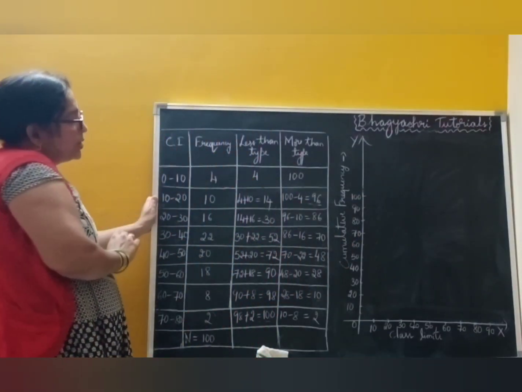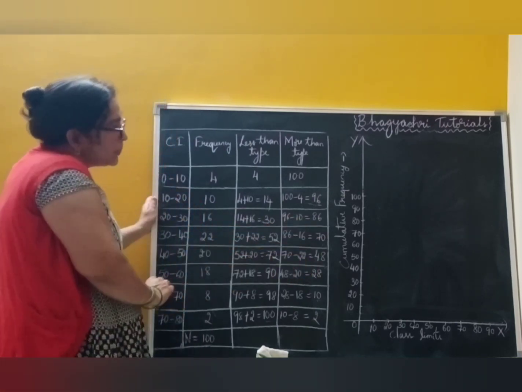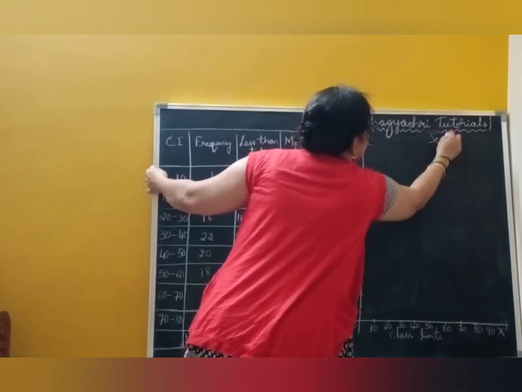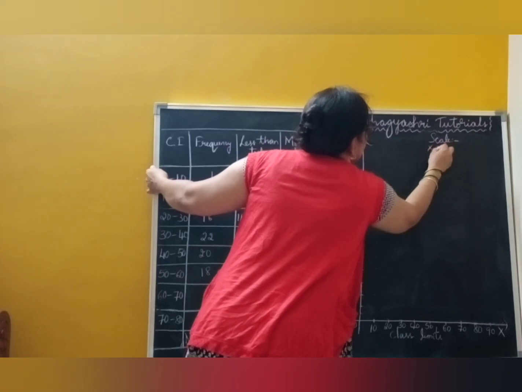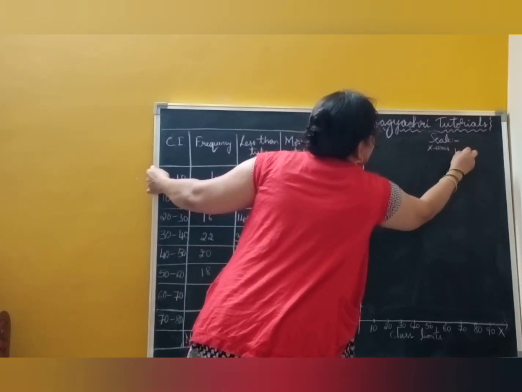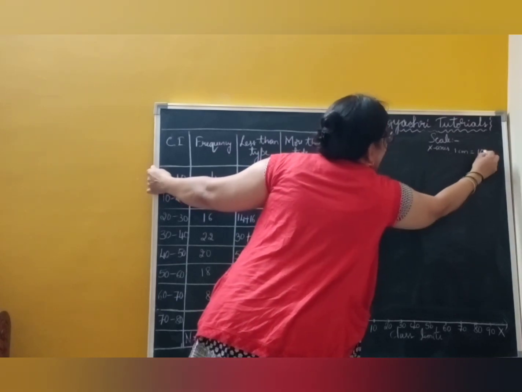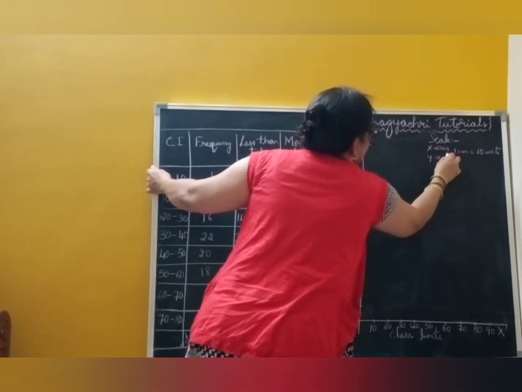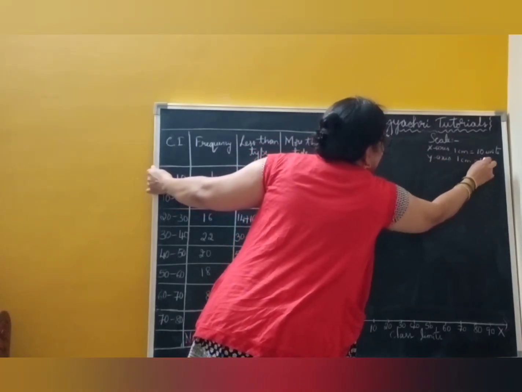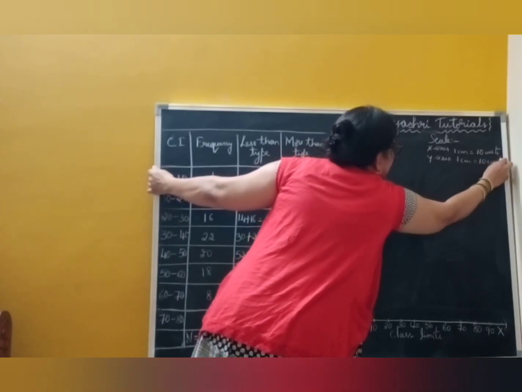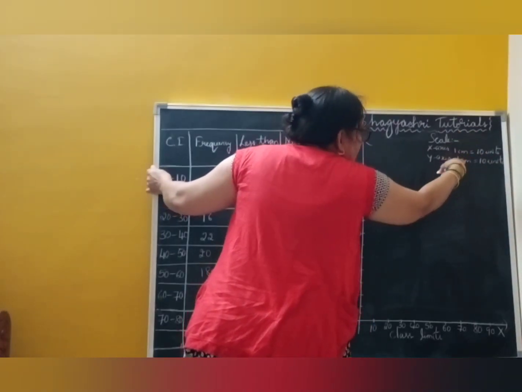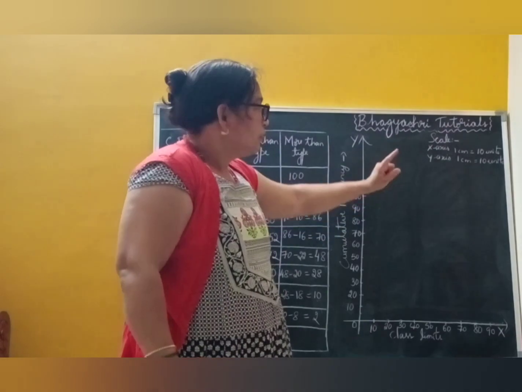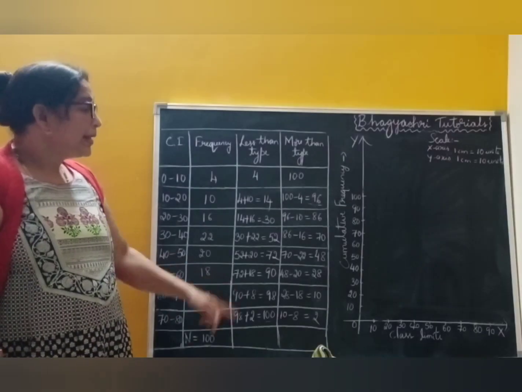Now let us draw ogives for this data. Write the scale which you have chosen. We have taken the x-axis scale as 1 centimeter is equal to 10 units, and for both it is the same, that is, the y-axis also is 1 centimeter equal to 10 units. Children, you all know you have marks for all these things. Each and every point which you mention on the graph carries marks.